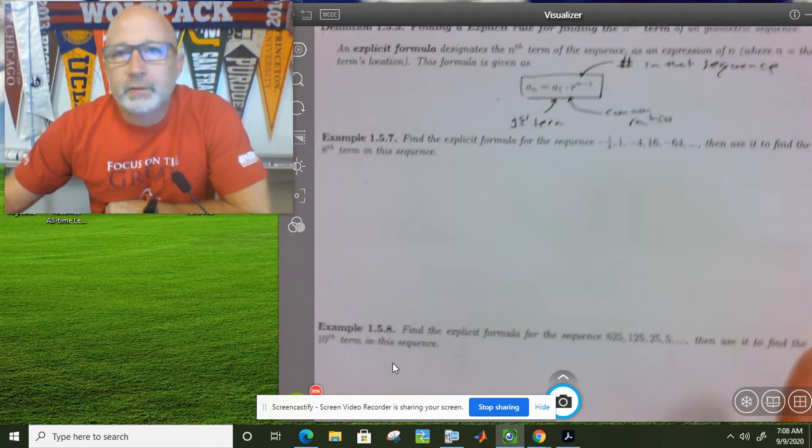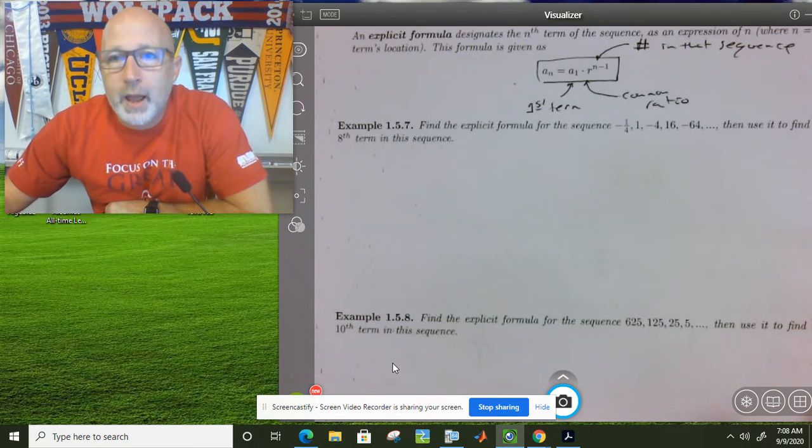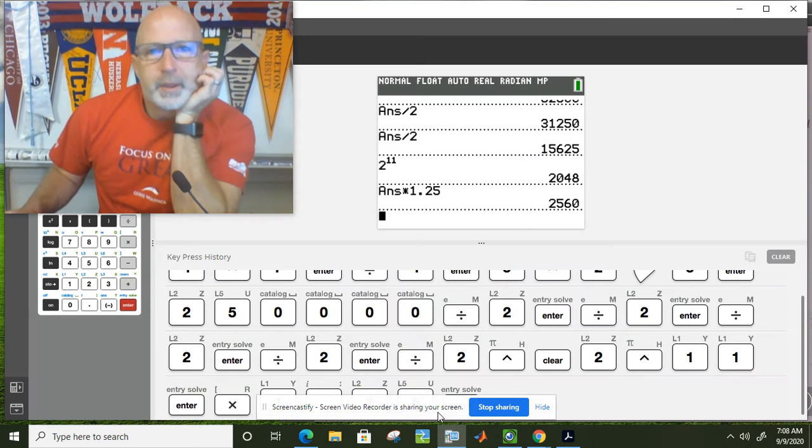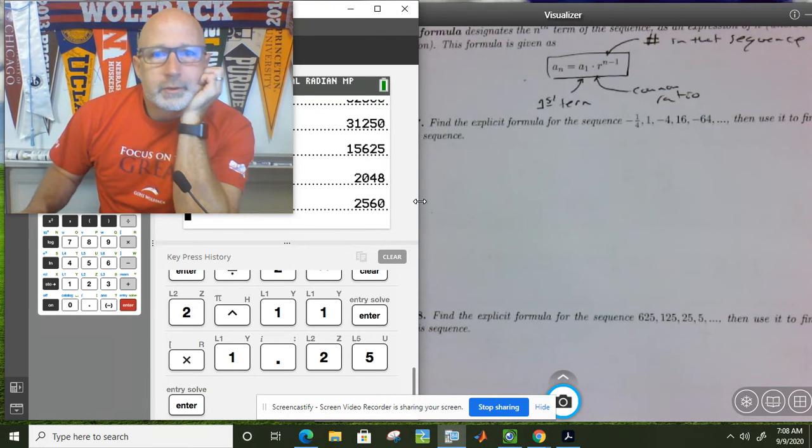Find an explicit formula for the sequence -1/2, 1, -4, 16, -64, and use it to find the nth term. We're going to get some big numbers here pretty soon, so I'm going to bring up my graphing calculator, which you can see I just did. I'm just going to shrink it down real quick.